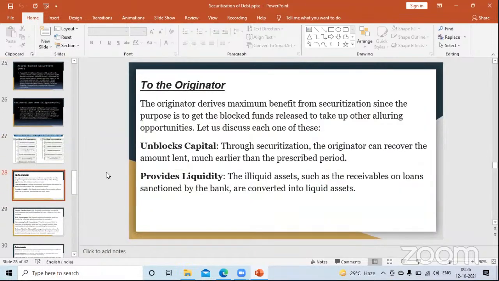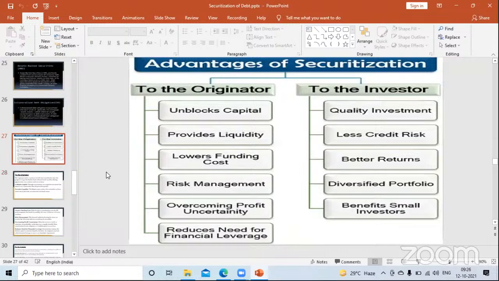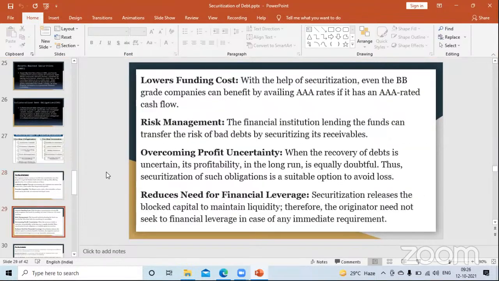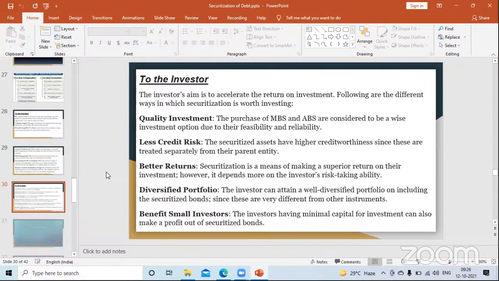We have a few more, and it gives you an explanation also. These points in the next slide are giving you a proper explanation. If you need, you can read it out later on, to investor and to the originator. These are the same points wherein he is trying to give you an explanation.